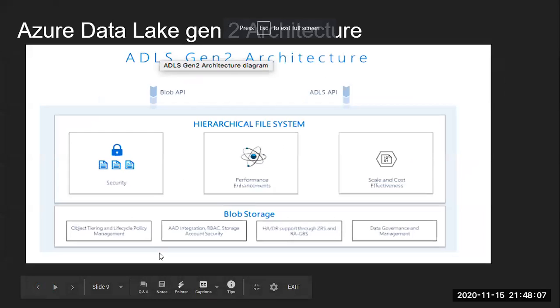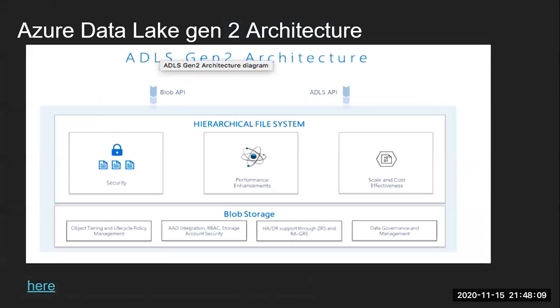So the next slide is on the Azure Data Lake architecture. You can see here the fundamental of Data Lake is still built on the blob storage. You have things like object tiering, policy management at the back, and also high availability, HA and DR, which is high availability and disaster recovery, which I mentioned. So all of this is still carried and supported in blob storage, and it will be integrated in the Azure Data Lake.